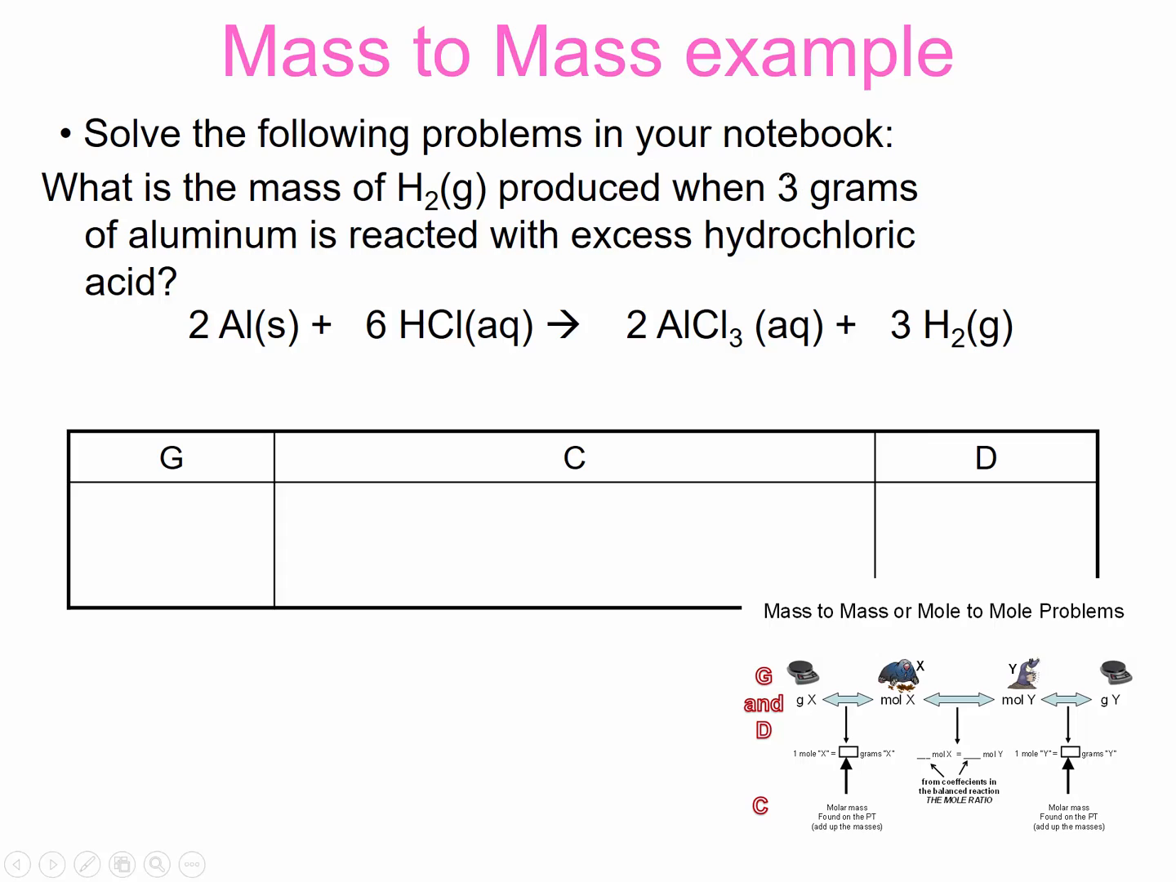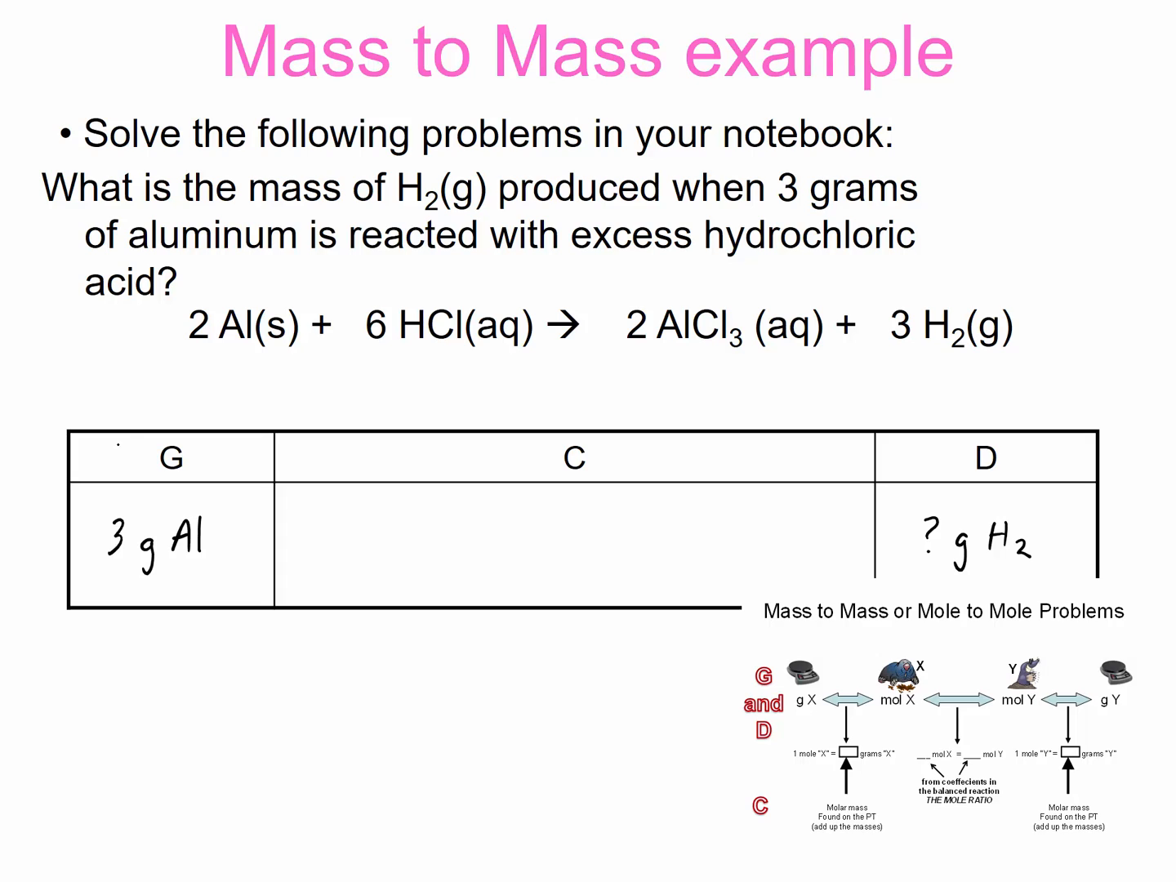So we'll start by writing our given. It says 3 grams of aluminum, so I'm going to write 3 grams of aluminum here. I'll just write 3 g Al. And the desired is what mass of H2, so I'm going to write question mark grams H2.